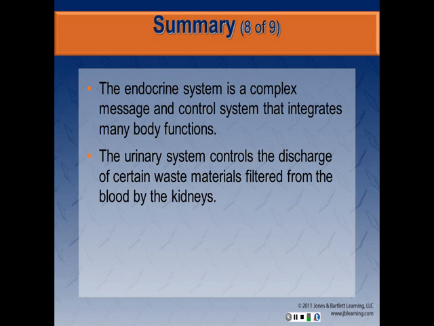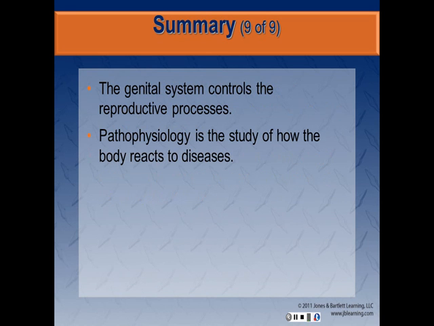The endocrine system is a complex message and control system that integrates many body functions. The urinary system controls the discharge of certain waste materials filtered from the blood by the kidneys. The genital system controls reproductive processes by which life is created. And pathophysiology is the study of how the body reacts to diseases.